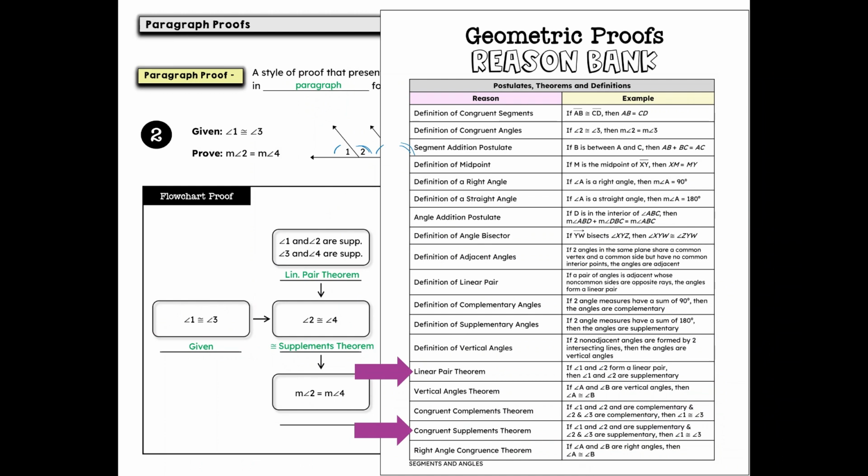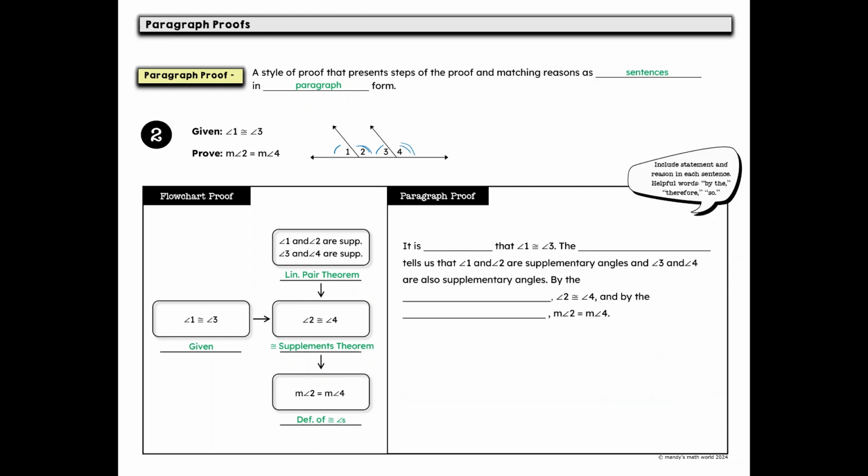Angle 2 is congruent to angle 4, but remember, our final statement should be what we're asked to prove, which is that those angle measures are equal. So we know those angle measures are equal. The measure of angle 2 is equal to the measure of angle 4 by the definition of congruent angles. Okay, so now let's take this flowchart proof and write it as a paragraph.